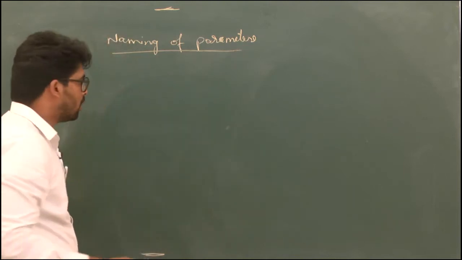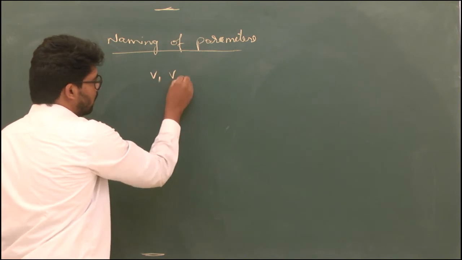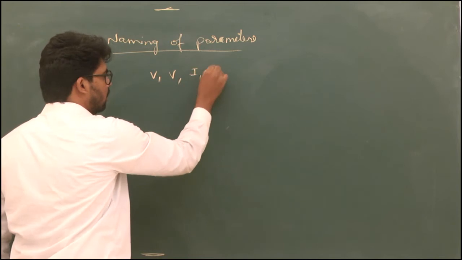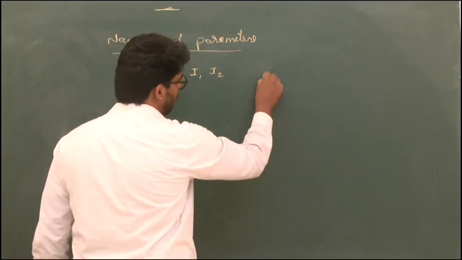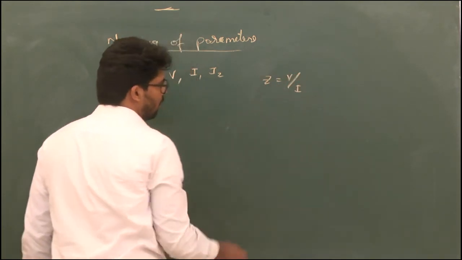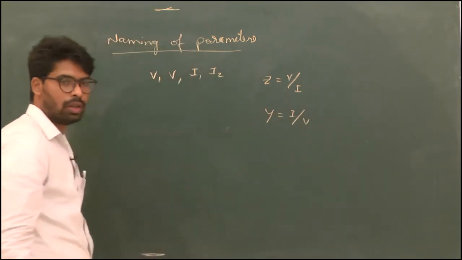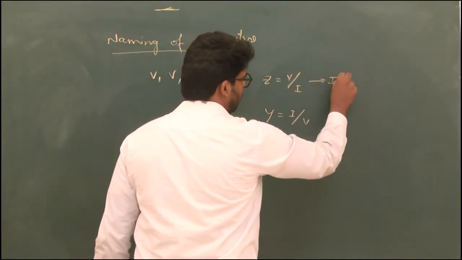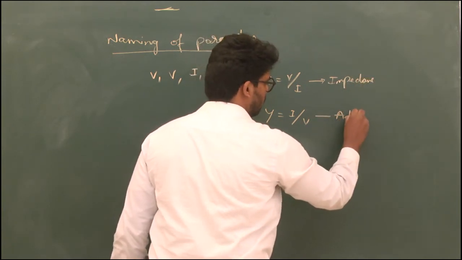Okay. So in general, if we have variables like V1, V2, I1 and I2, what is impedance? Voltage by current. What is admittance? Current by voltage. You already know that. So this is impedance, and this is admittance.